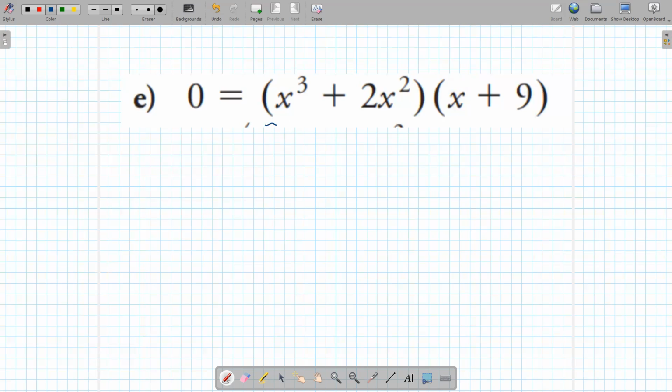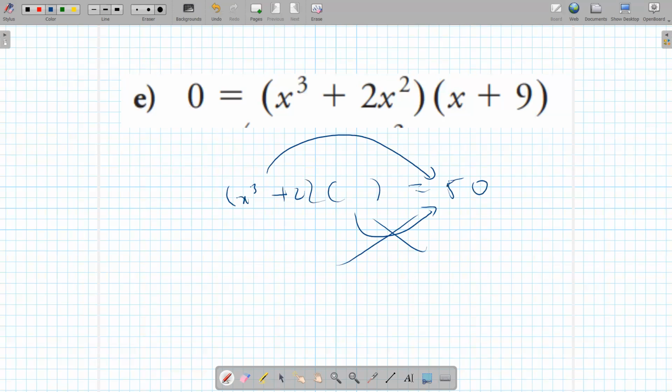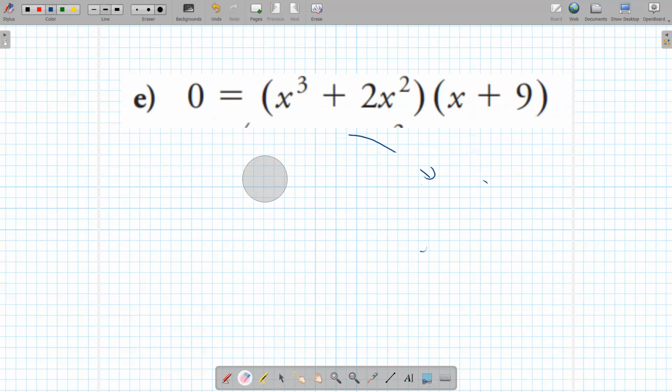So whenever you have something times something equals 0, what this means is either this guy is 0 or that guy is 0, okay? So you've got to split them apart. Whenever you get something times something equals 0, it wouldn't work if it's like this times this equals 5. No, this is not 5. It only works when you have a 0 on the other side, like that. So when that happens, you just split them apart. You would get either x cubed plus 2x squared is 0, or you would get x plus 9 equals 0.